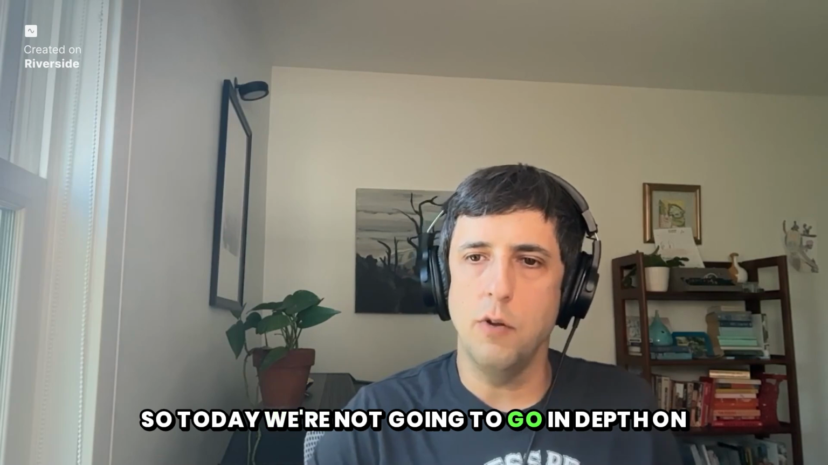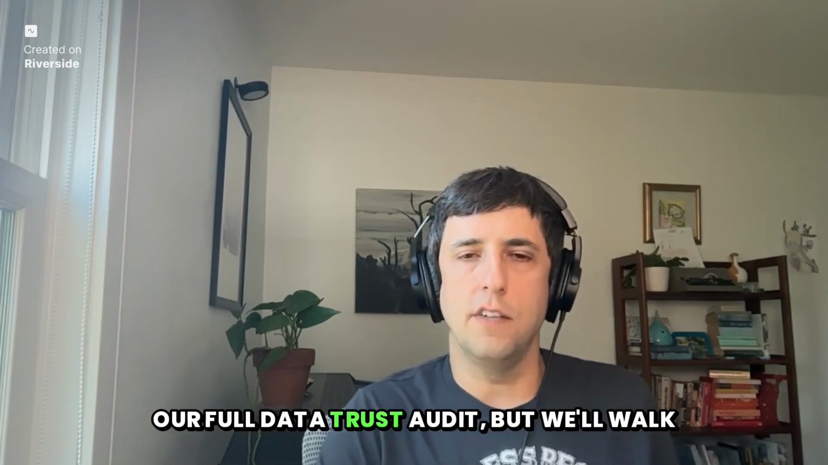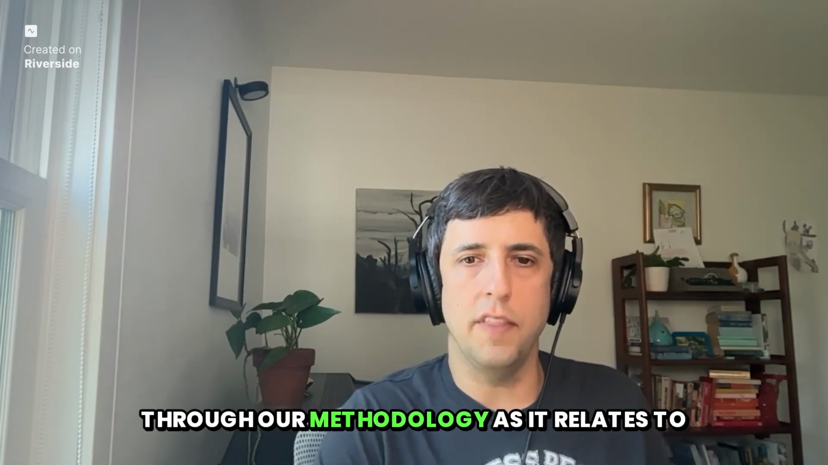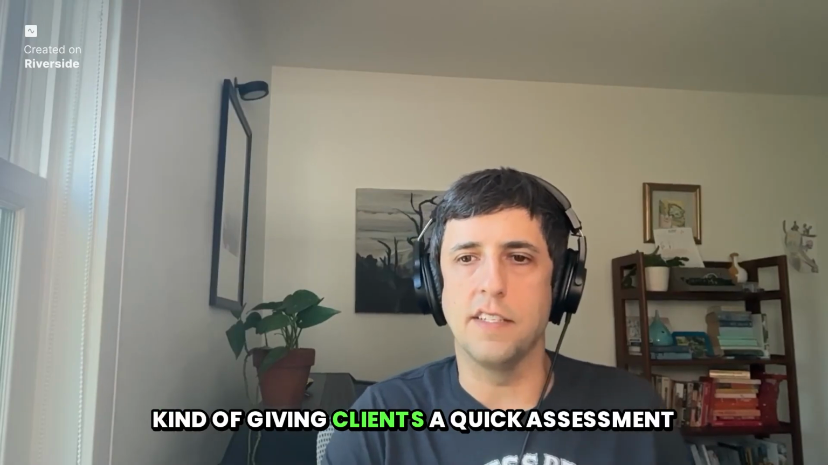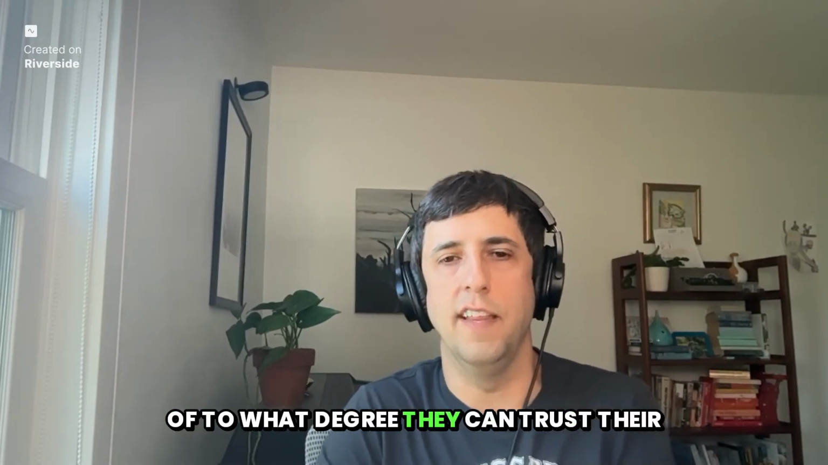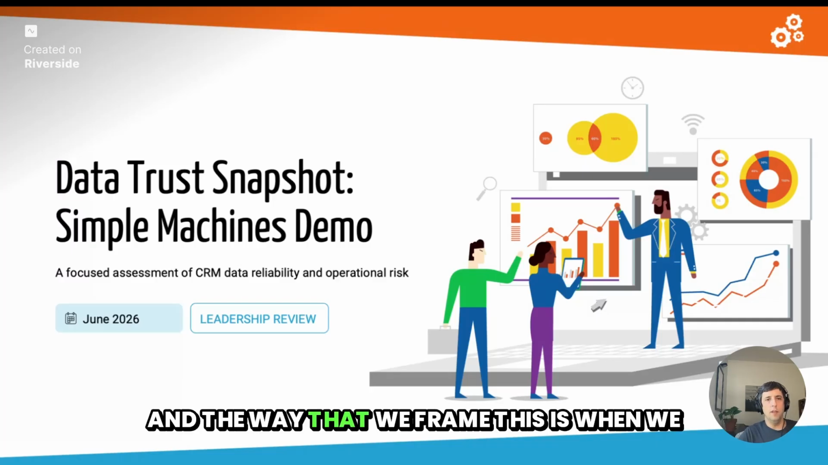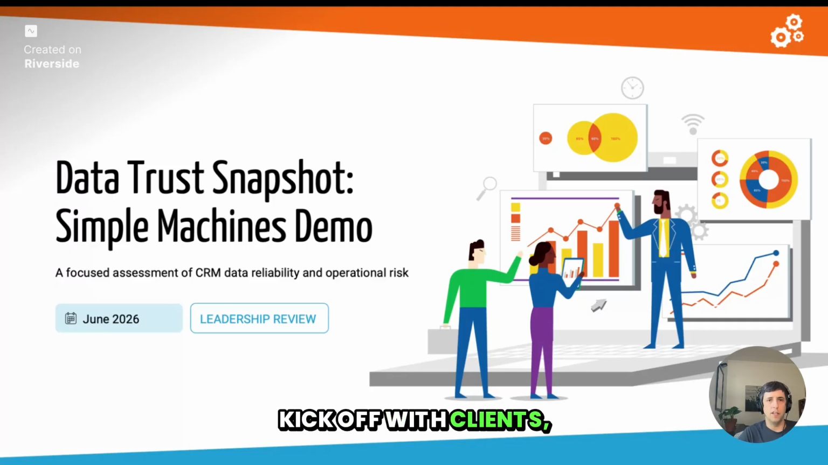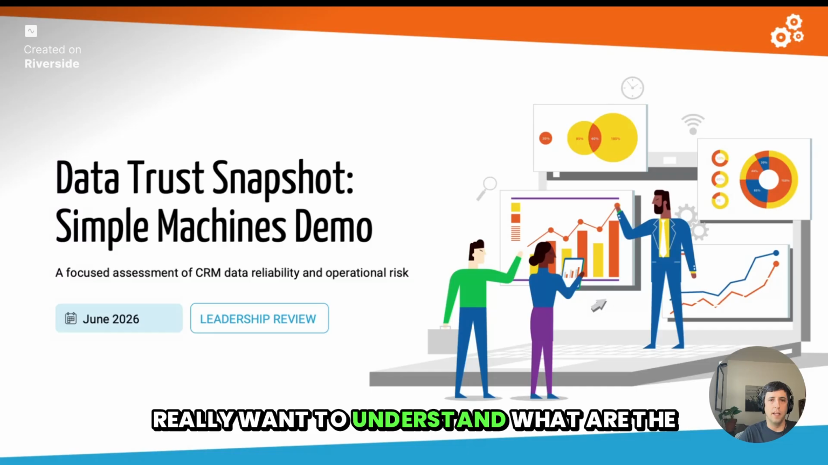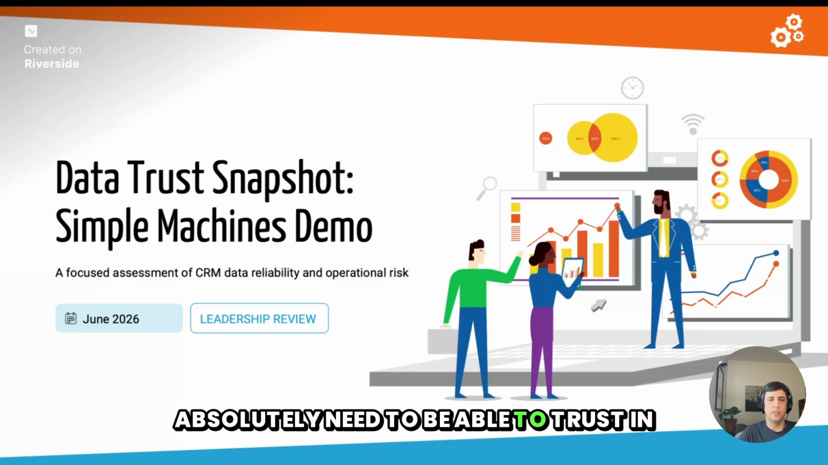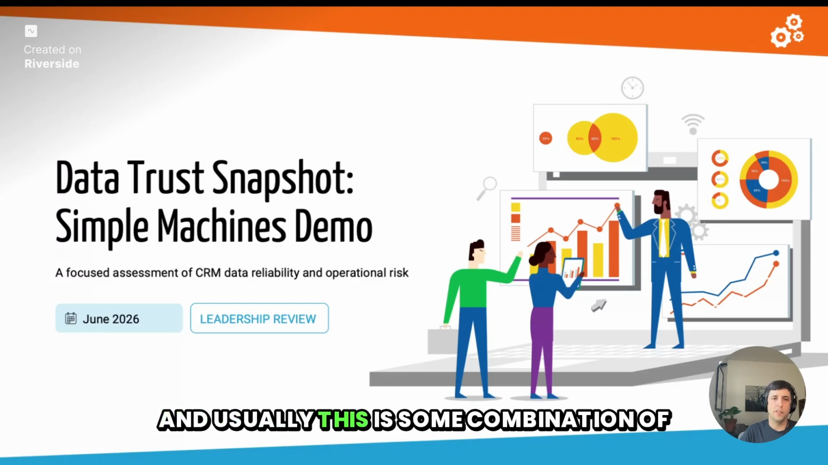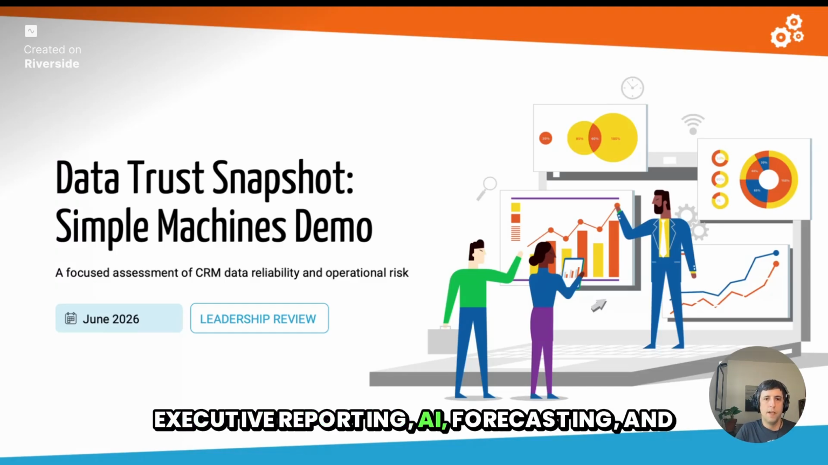So today we're not going to go in depth on our full data trust audit, but we'll walk through our methodology as it relates to the data trust snapshot, to see how we give clients a quick assessment of to what degree they can trust their data. The way we frame this is, when we kick off with clients, we want to understand the top 3 to 5 things that they absolutely need to be able to trust in HubSpot. Usually this is some combination of executive reporting, AI forecasting, and automation.